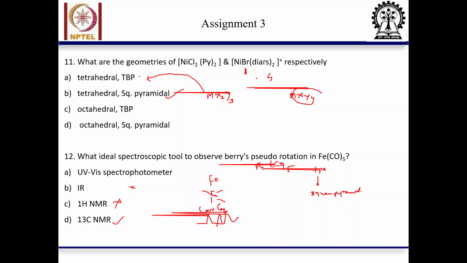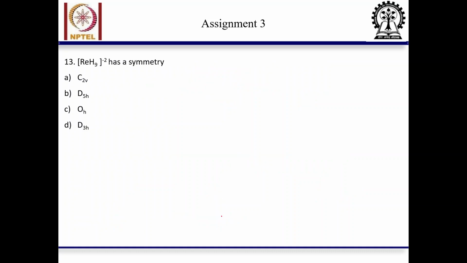Okay, right? Now I will go to the next question. What is the symmetry of ReH9 2-?